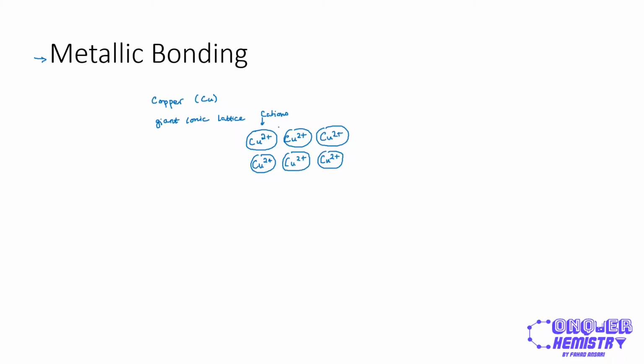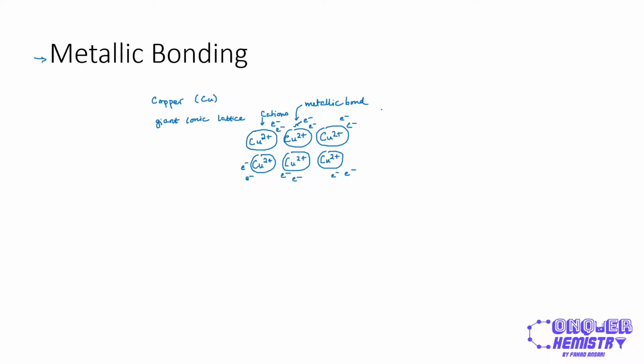Cations are formed by the loss of electrons, so you have 2 electrons that are lost to form a 2+ ion, right? So 2 electrons are lost in order to form a 2+ ion. So each 2+ ion has been formed by the loss of 2 electrons each, right? And it is the attraction between the cation or the positive ion and these negatively charged electrons. This force of attraction is, ladies and gentlemen, your metallic bond.